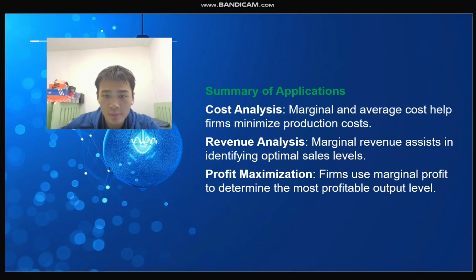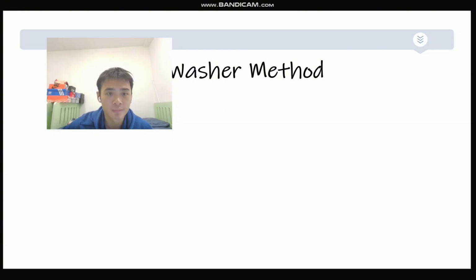Summary of applications: Cost analysis. Marginal and average cost help firms minimize production costs. Revenue analysis. Marginal revenue assists in identifying optimal sales levels. And also profit maximization. Firms use marginal profit to determine the most profitable output level.